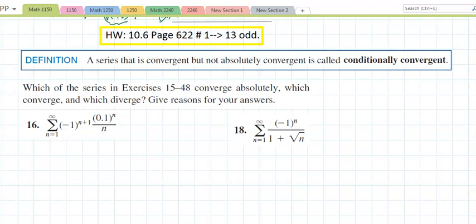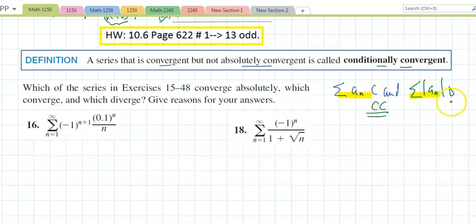The next half of section 10.6 talks about conditional convergence. A series that converges if the series of a sub n converges, but not absolutely, meaning the series of the absolute value diverges, is called conditionally convergent. So two things must happen. It turns out if you do this, then you still have to do this.